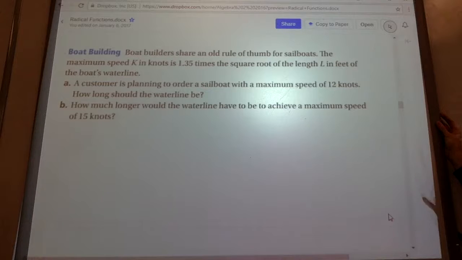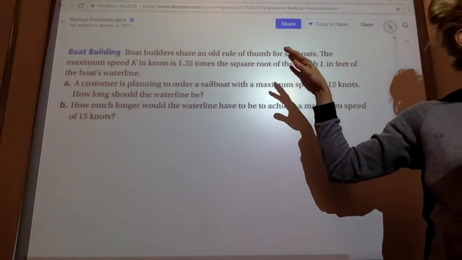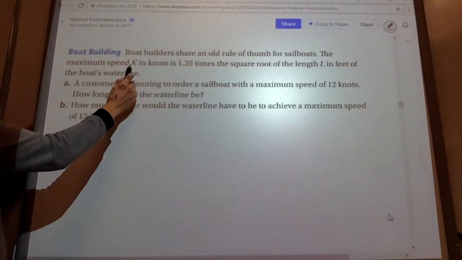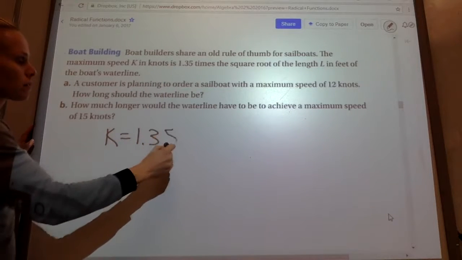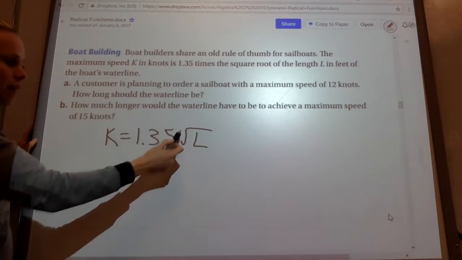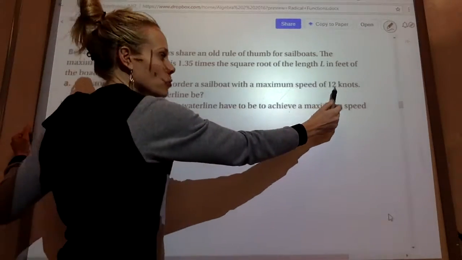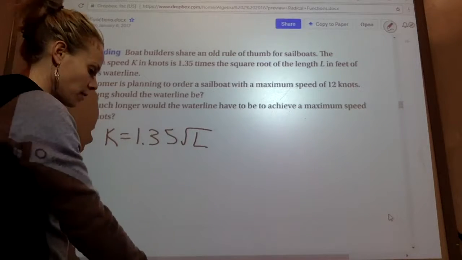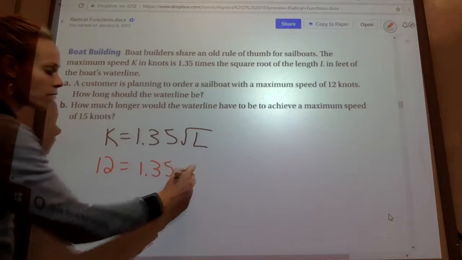Okay. So this problem doesn't give you the formula, it only describes the formula. So the first step, we're going to have to write that formula out, which is going to be what? K equals 1.35 times the square root of L. Good. Now, if I want it to go 12 knots, 12 is going to go in for what variable? K. Very good. So 12 is going to equal 1.35 square root L.